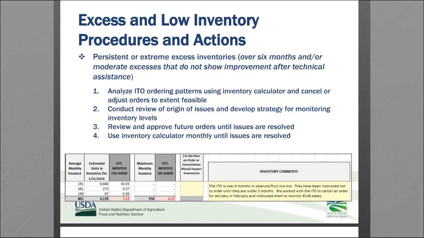The next scenario is persistent or extreme excess inventories, or food package categories with inventory levels over 6 months, or moderate excesses that do not show improvement after technical assistance is provided. As before, the first step, if you find an inventory level of 6 months, is to analyze ITO orders and see if any need to be canceled or adjusted. Next, review the problem to see if you can find the origin of the issue, for example, declining participation or consistent overordering. You should also review and approve future orders until the inventory levels are reduced and continue to use the inventory calculator monthly until the issue is resolved.